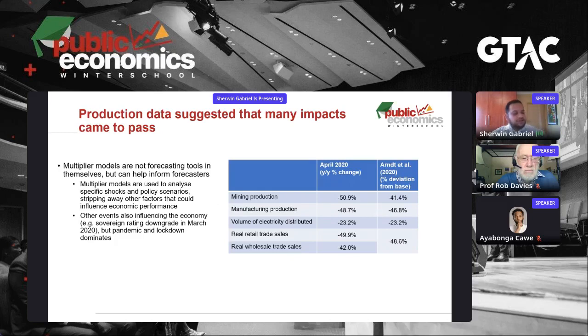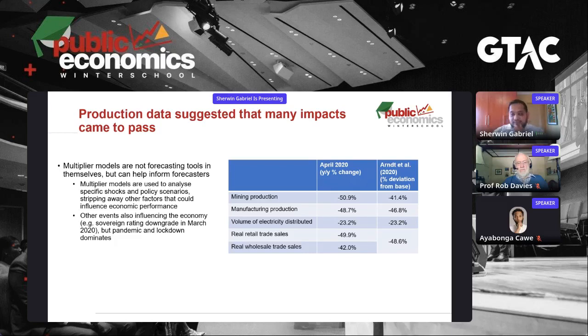One of the things that we were asked to do is to try and compare what we saw in our analysis to what had actually unfolded. Now, something that Rob mentioned is that multiplier models aren't really forecasting tools in themselves, but given the severity and given that the pandemic was the dominant event that had taken place at the time, they may be useful in informing what could happen to economic performance.